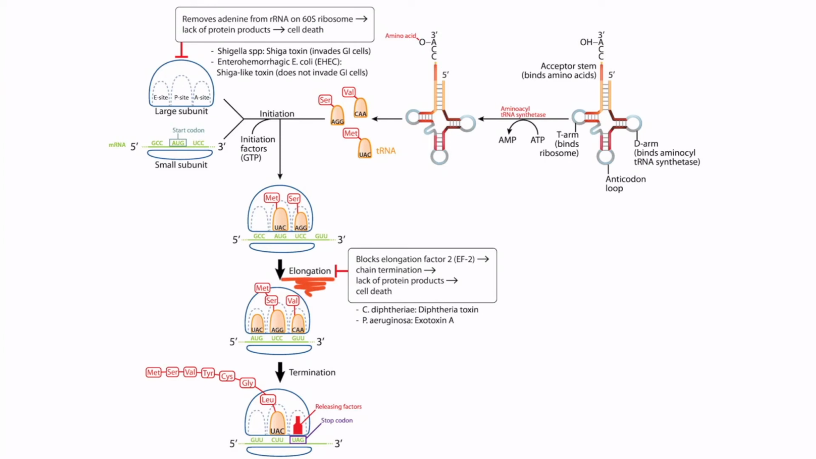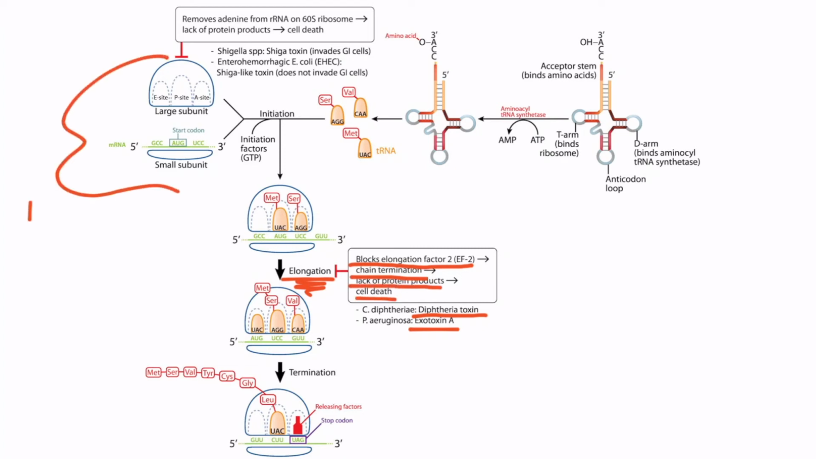With relation to elongation, there are 2 toxins to know about, diphtheria toxin and exotoxin A. These will block elongation factor 2, or EF2. This will cause chain termination. In other words, the peptide will stop growing. That means there will be lack of protein products in the cell, and the cell will die.